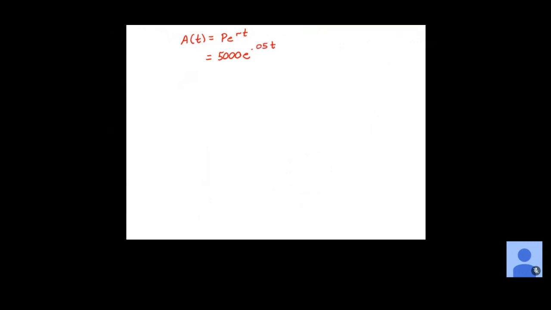We're still looking for time. And what's our A going to be this time? 10,000 again, right? Because we still want the money to double. We're still going to have 10,000 on that side. All right, so now let's think about how we can get t by itself. So what are we going to do first? Divide by the 5,000 again. We already know that's going to give us 2 over here equals e to the 0.05t.